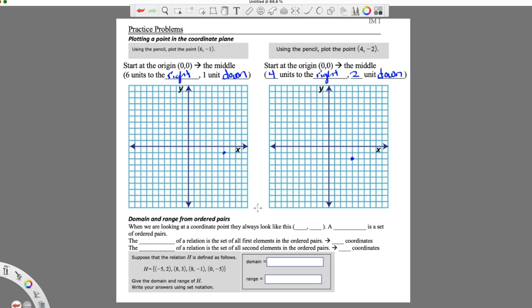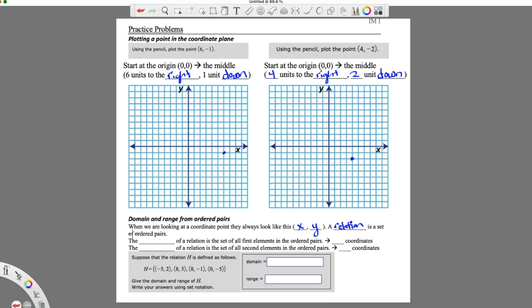All right, let's look at one more piece here. So when we are looking at a coordinate plane, they always look like this, which is X, Y. Let me see, what word do we want to fill in there? Relation. I forgot what word was. Fill in the blank there for a second. I drew a blank, ha ha ha. A relation is a set of ordered pairs. So we have two pieces on ordered pairs.